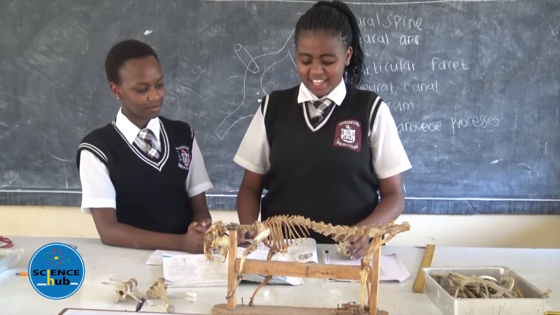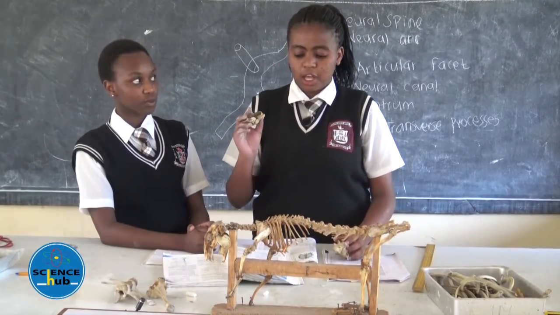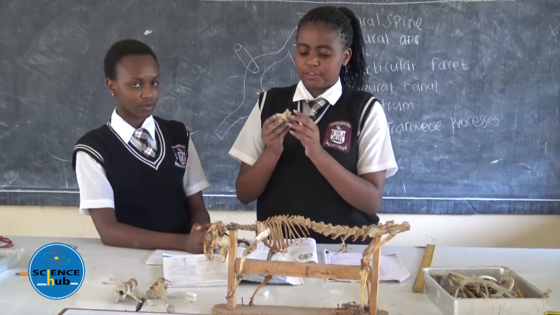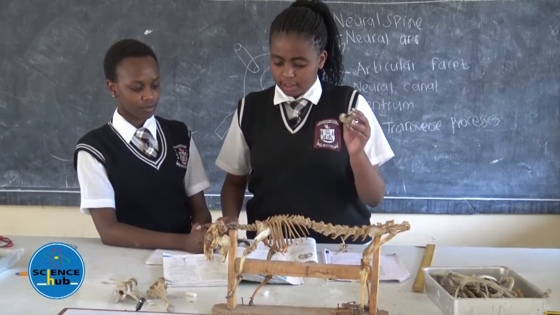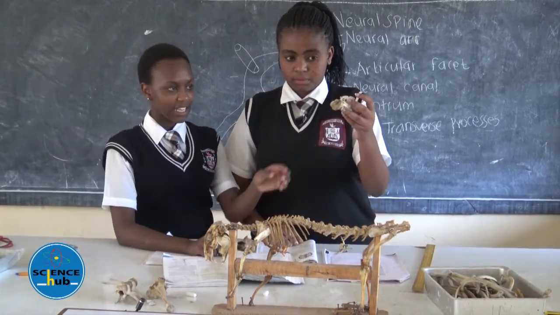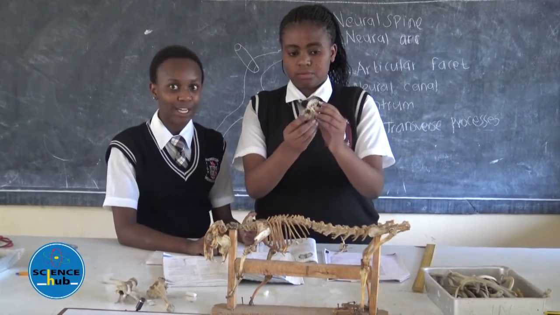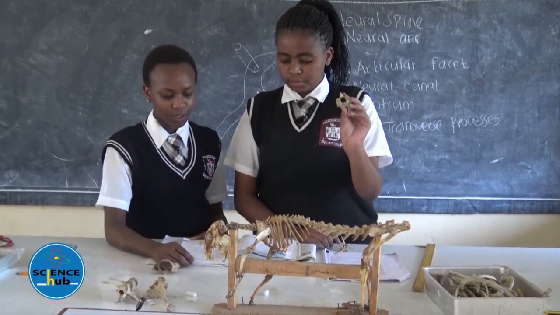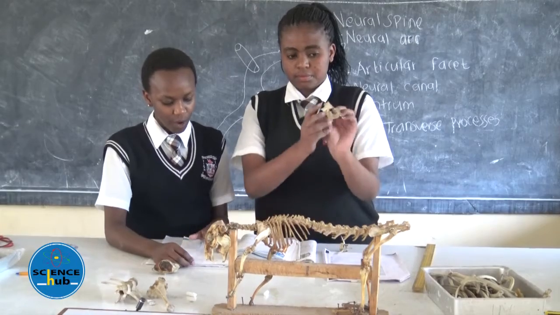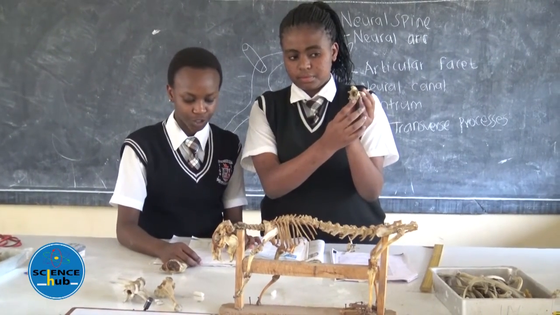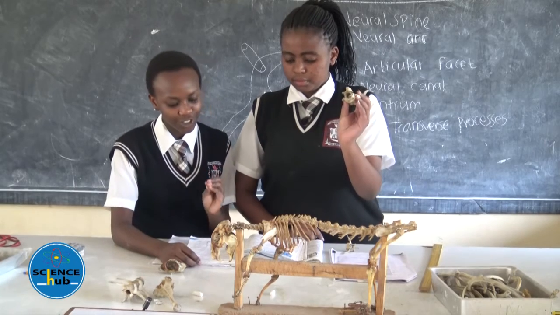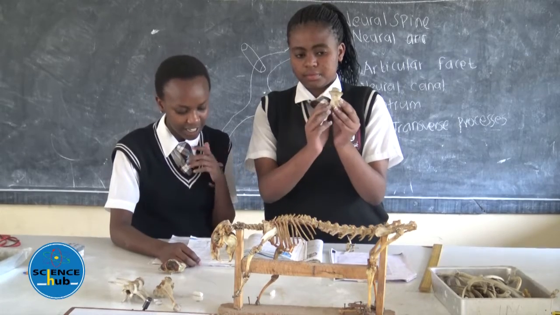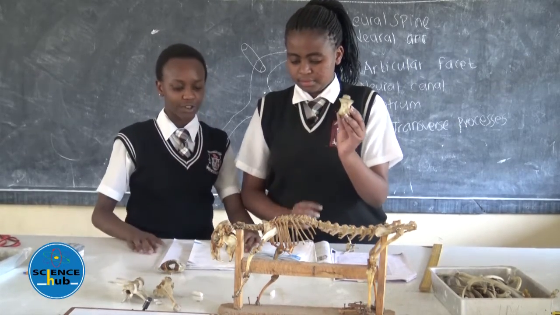The axis allows nodding of the head. The atlas allows the turning of the head from left to right. Now the atlas has facets that articulate with the skull to allow nodding movement, as she's just said. The axis also has a wide centrum, which forms a protrusion called the odontoid process, which allows the rotation movement of the head, as she just said.